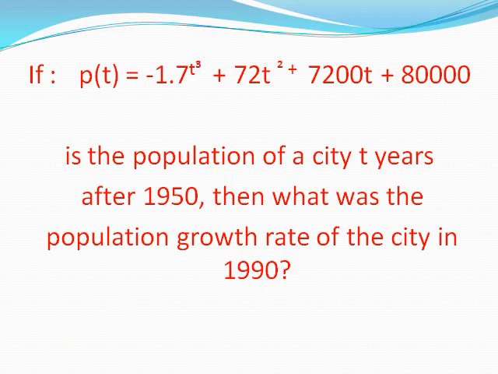So this question looks quite scary, but it's actually not too bad if you follow the simple steps. We're told that p of t equals minus 1.7t cubed plus 72t squared plus 7,200t plus 80,000. That's the population of a city t years after 1950. And we're asked what was the population growth rate of the city in 1990.